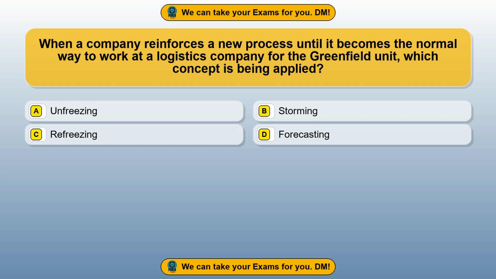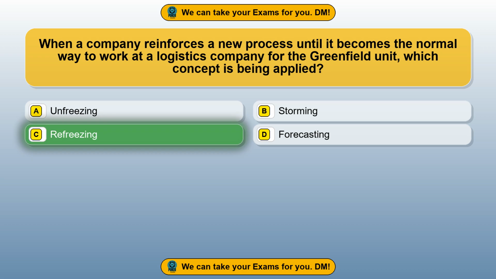company for the Greenfield unit, which concept is being applied? Option A, unfreezing. Option B, storming. Option C, refreezing. Option D, forecasting. The correct answer is option C, refreezing.